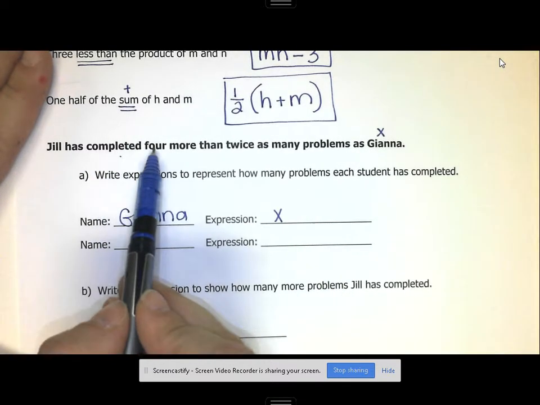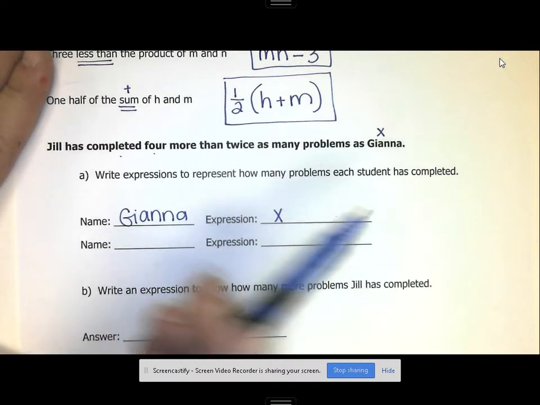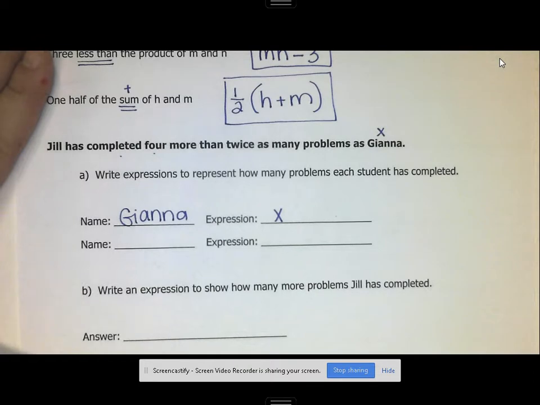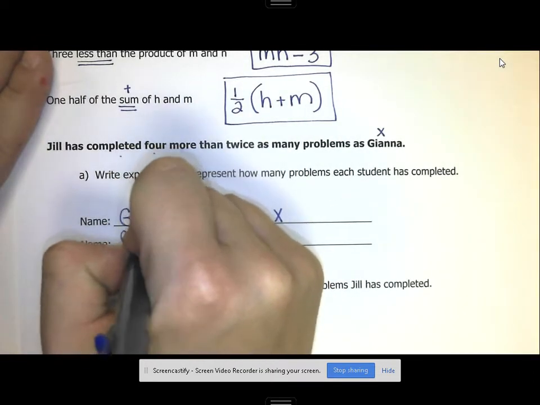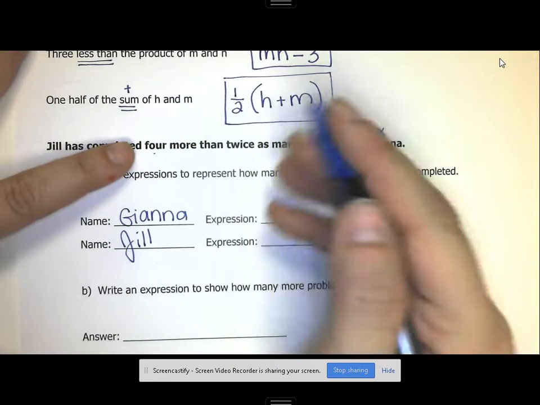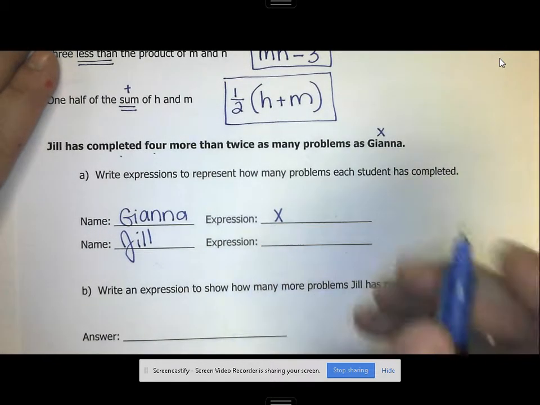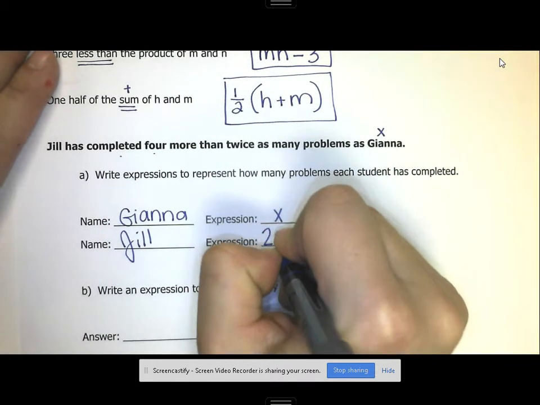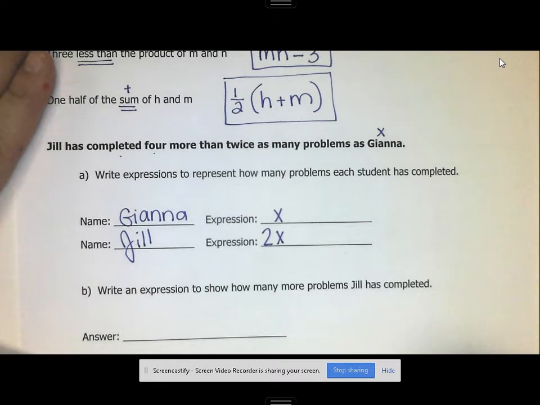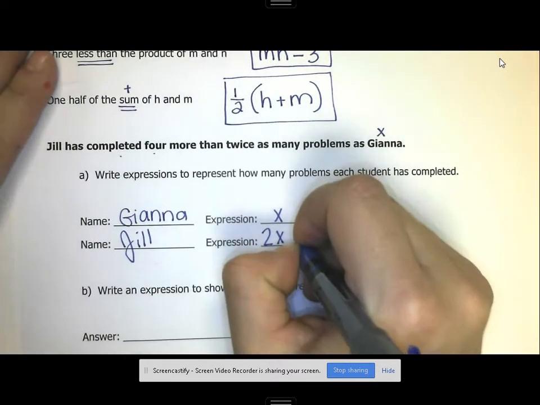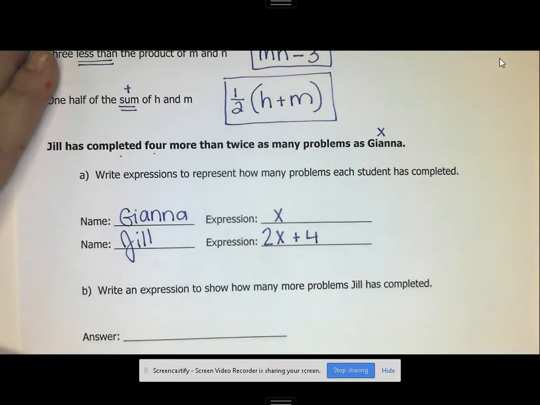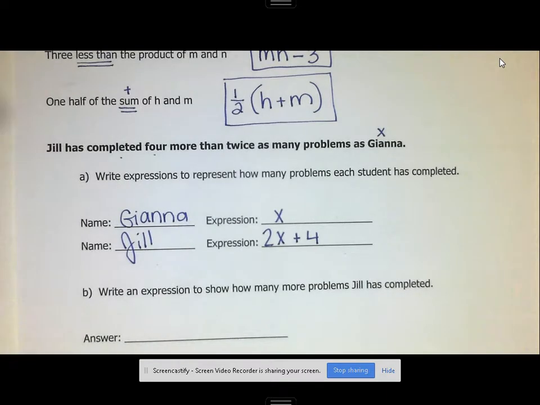Jill completed 4 more than twice as many problems as Gianna. So Jill is 4 more than twice as many problems as Gianna. Well, if this is Gianna, twice as many as Gianna would be multiplying Gianna's by 2. And then 4 more than that would mean I'd have to add 4 on at the end.